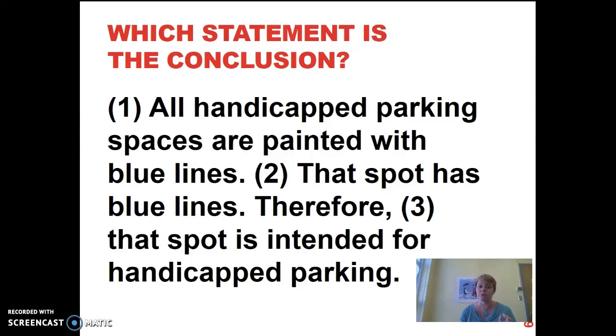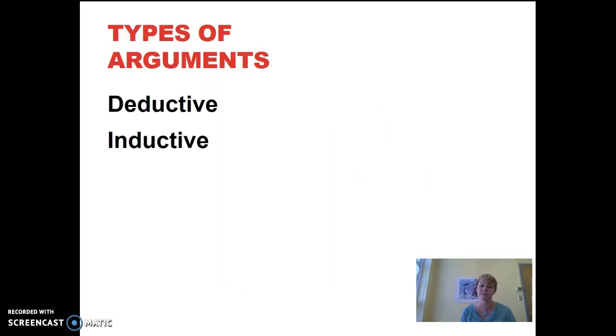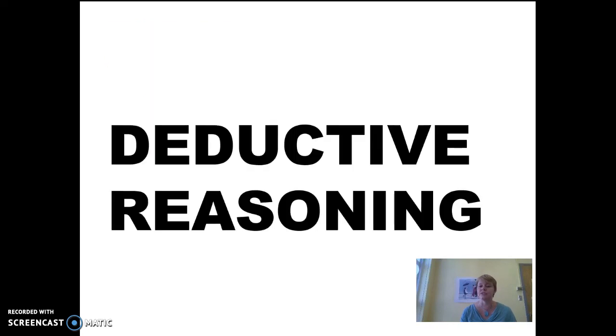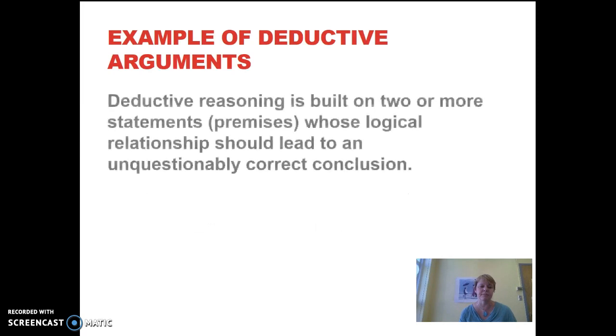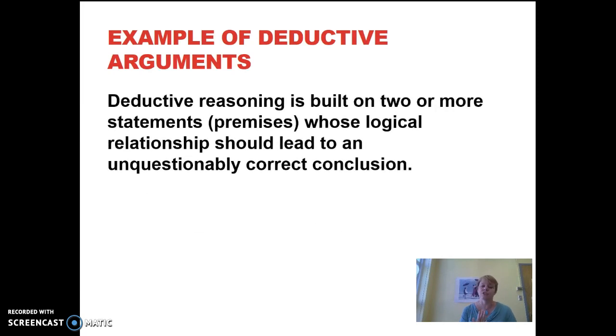Hopefully now you feel comfortable or getting more comfortable with identifying conclusions and premises, or at least knowing the difference between the two and the importance of them. What we'll talk about now are the types of arguments, deductive and inductive. Deductive reasoning is the first type that we're going to examine. And in deductive reasoning, there are 2 or more statements, premises, whose logical relationship should lead to an unquestionably correct conclusion.